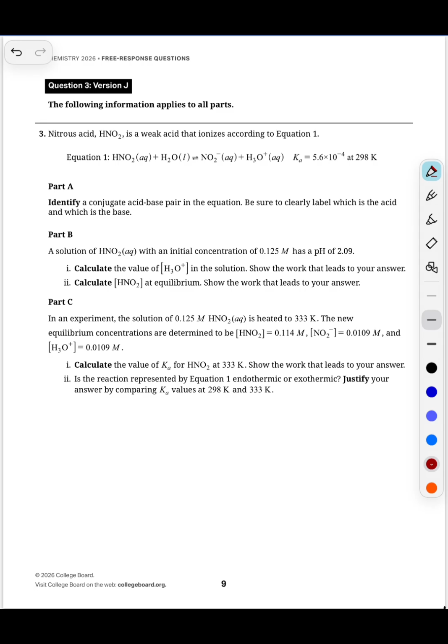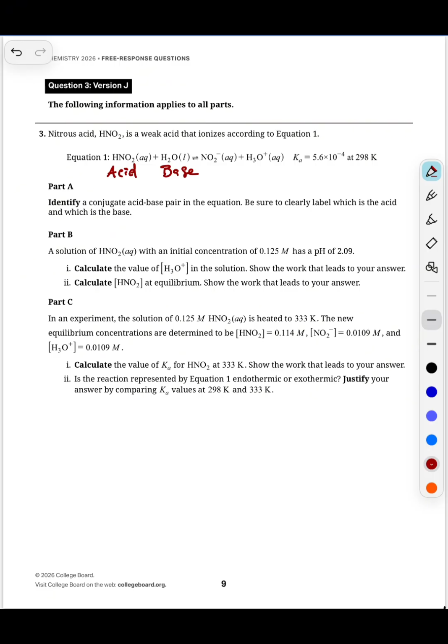So for part A, they want us to identify the conjugate acid-base pairs of the substances that we have in equation number 1. They give us the respective K value and the temperature, and they want us to clearly label which is the acid and which is the base. So already looking at our equation here on the reactant side, the HNO2 is going to be our acid, and then the H2O is going to act as a base.